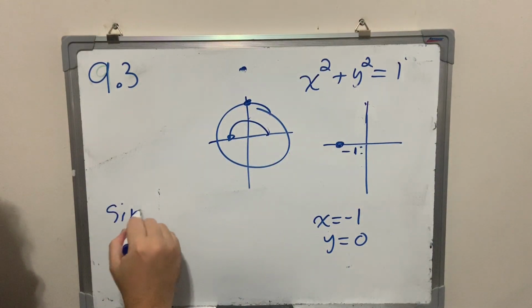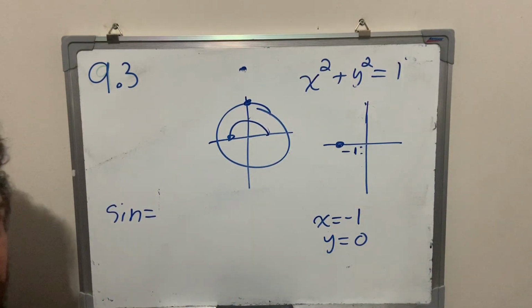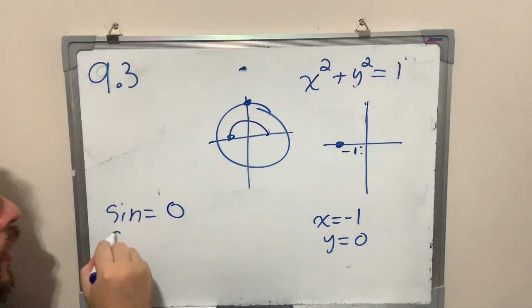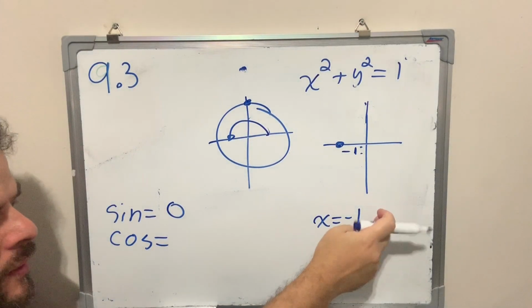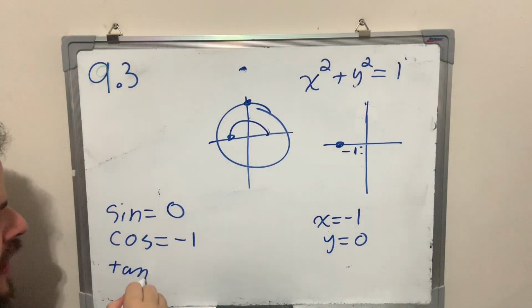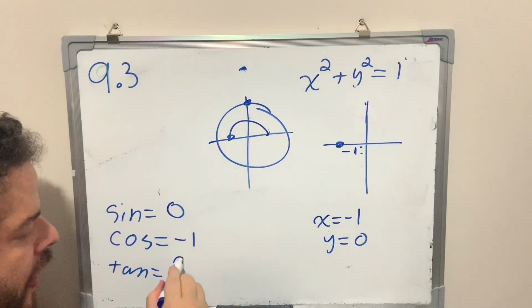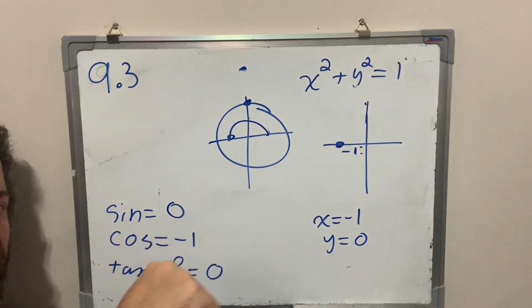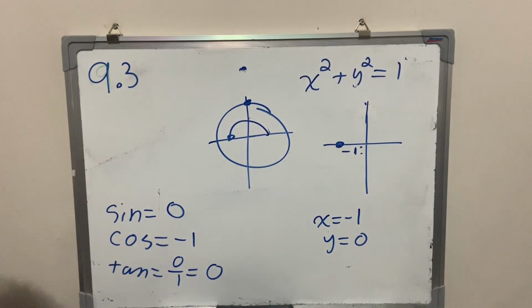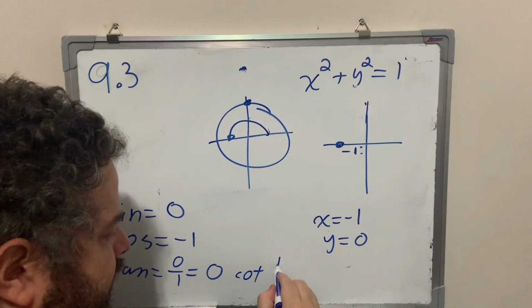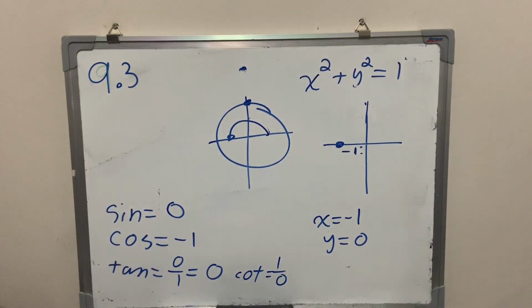If I go to my sine function, boom, no problem. Sine is my y value, or 0. If I go to my cosine value, -1. It's the same thing as x. If I go to tangent, it's y over x. Now here my tangent exists, but let's go over the inverse. Cotangent of 180 would not exist because it's 1 over 0.